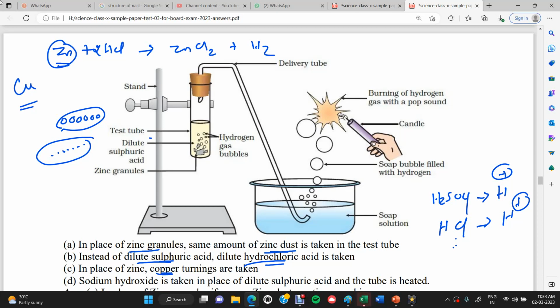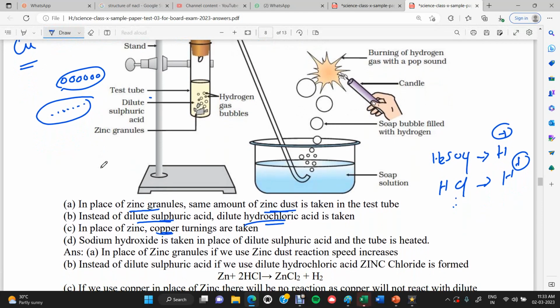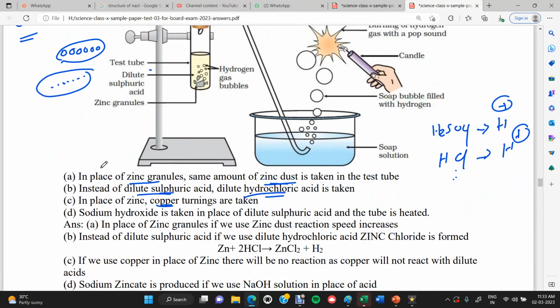Exactly, super. Copper is very less reactive. Zinc is highly reactive. That is the thing. Okay, let us check the answers here. In the place of zinc granules, if you use zinc dust, the reaction speed increases. Yeah, what I said is right. Instead of dilute sulfuric acid, if you use dilute hydrochloric acid, zinc chloride will be formed.